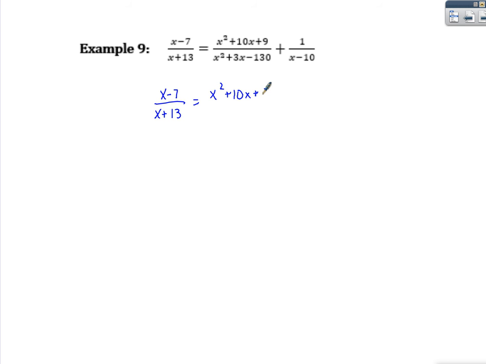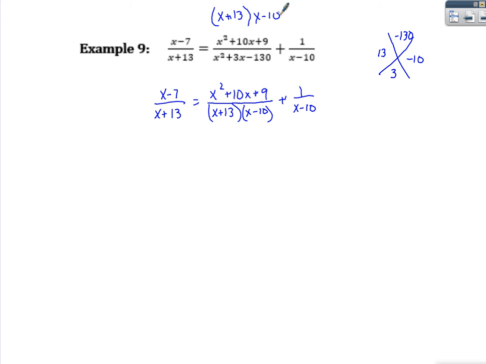And then the denominator, I can factor this, so I'm looking for numbers that multiply to negative 130 and add to positive 3. So that's going to be positive 13 and negative 10. So this denominator becomes x plus 13 times x minus 10, plus 1 over x minus 10. So now it makes it easy for me to see what my common denominator should be. It's going to be x plus 13, x minus 10.